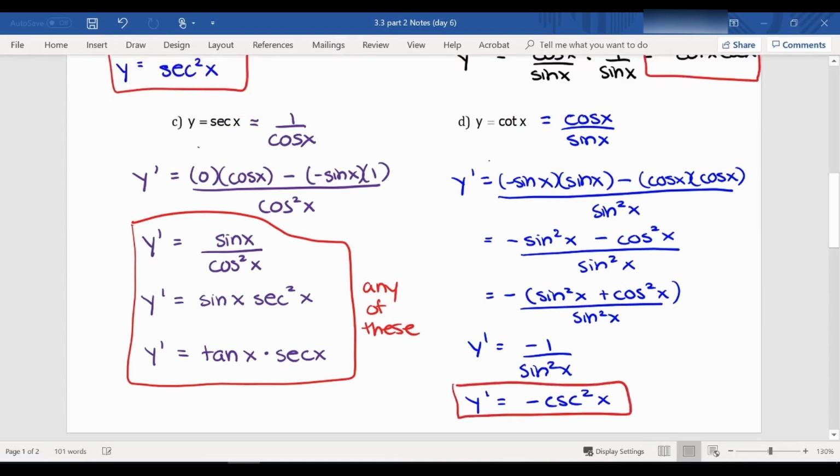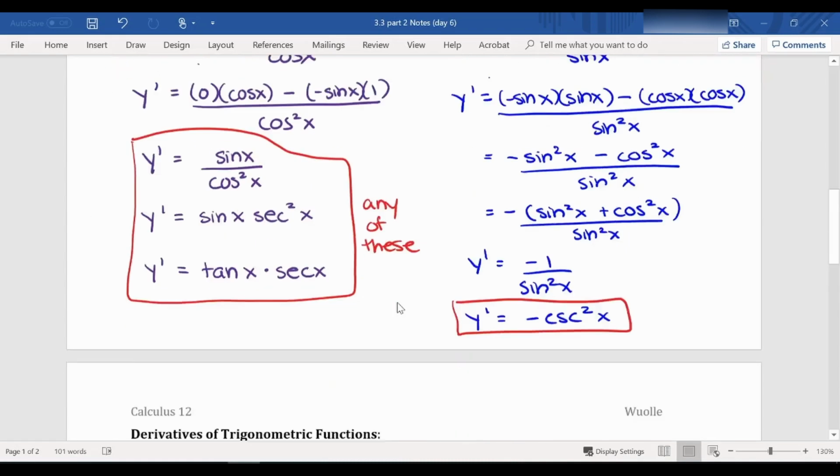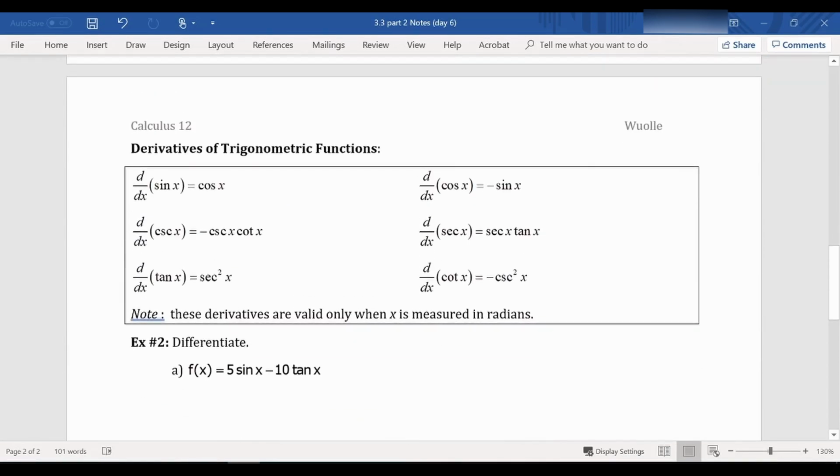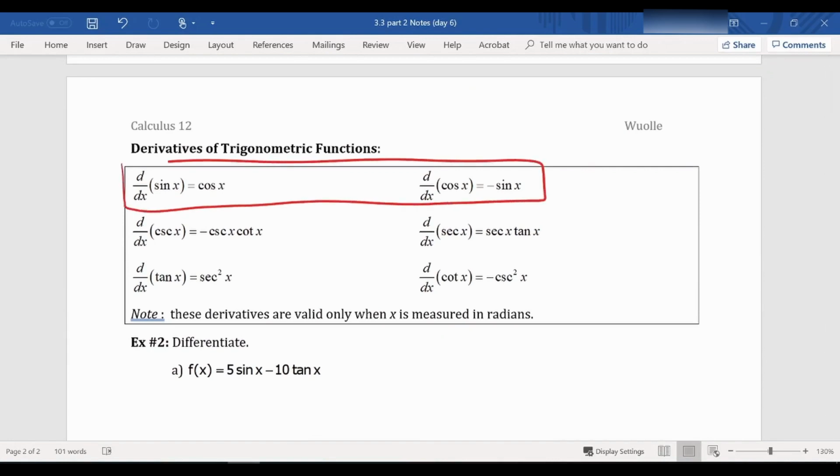So again, you could choose to memorize all these, or you might choose to just know how to find them. So on the next page, you'll see these all listed. Okay. So the top two, again, you need to know. You must know these. Even in university, you must know these. The rest of them, you can choose to memorize or realize you can find using quotient rule.